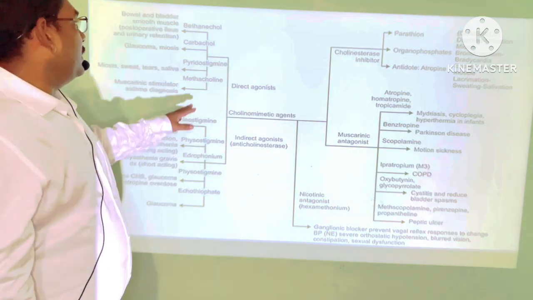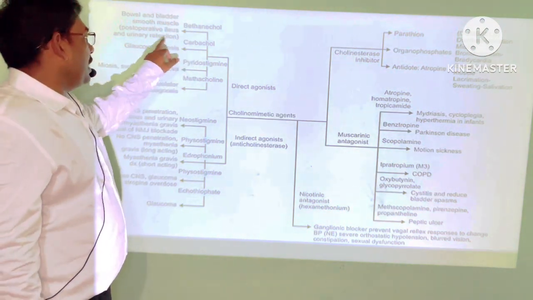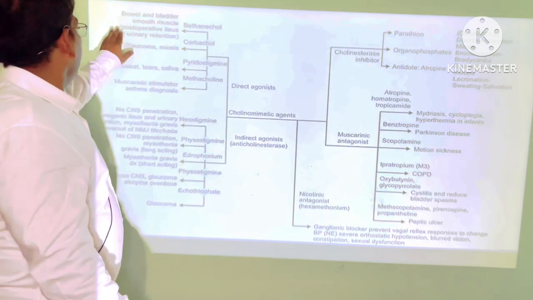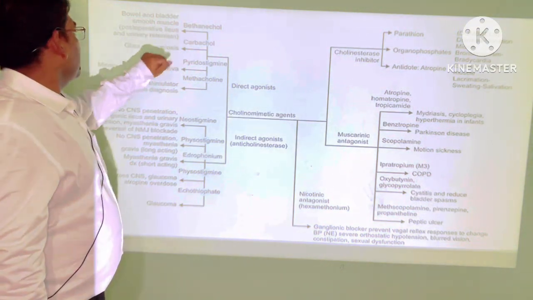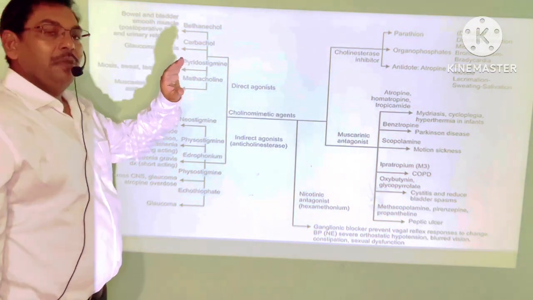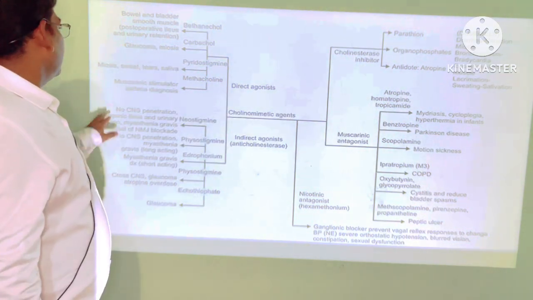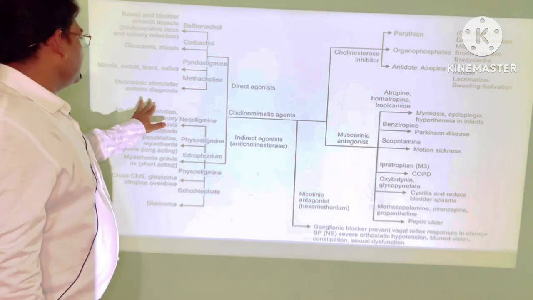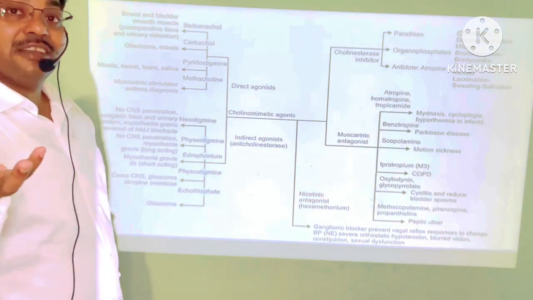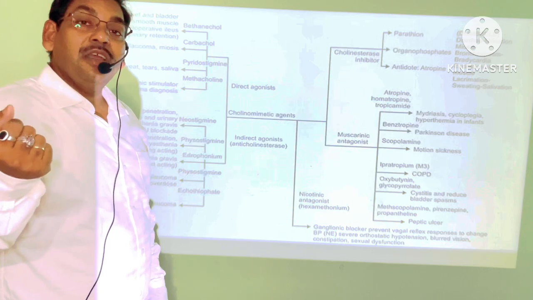And in other different types of glands, like bowel movement, smooth muscle, glands, glaucoma and miosis in the eye occur, sweating, tears, salivation, all these things are increasing secretion of their gland contents.